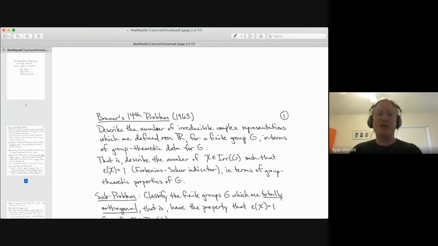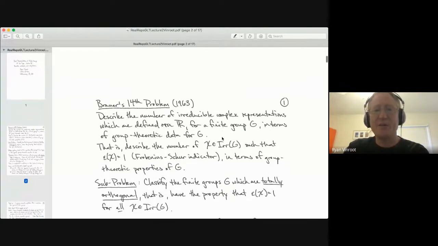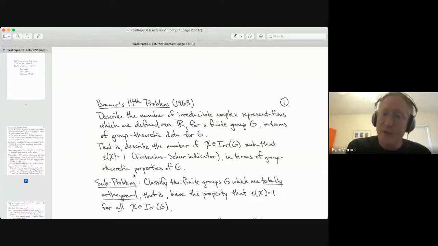So they have real valued character and they are afforded by a representation that can be defined over the real numbers. And a subproblem we talked a bit about last time: classify the finite groups so that all of the representations are orthogonal. So every single irreducible character has Frobenius-Schur indicator 1.